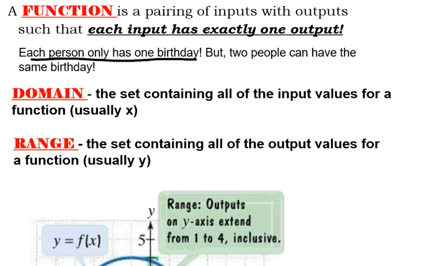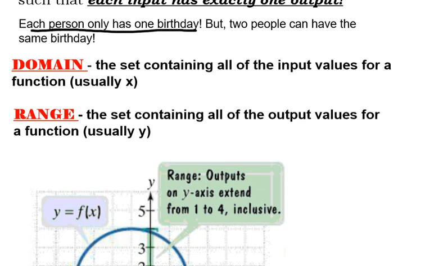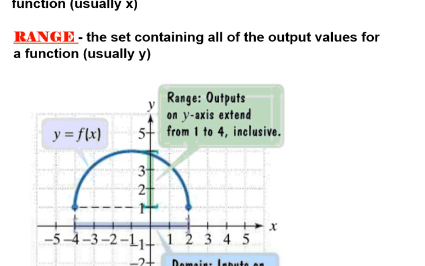The range is the set containing all the output values for a function. That's usually a y-coordinate because I give the equation x and it outputs for me a y. In our example of moving around the room, the range would have been the four corners. You could have gone to corner A, corner B, corner C, or corner D. That would have been the range. In the birthday example, the range would be the 365 possible birthdays in a year. So domain are the list of all possible inputs. The range are all of the possible outputs.